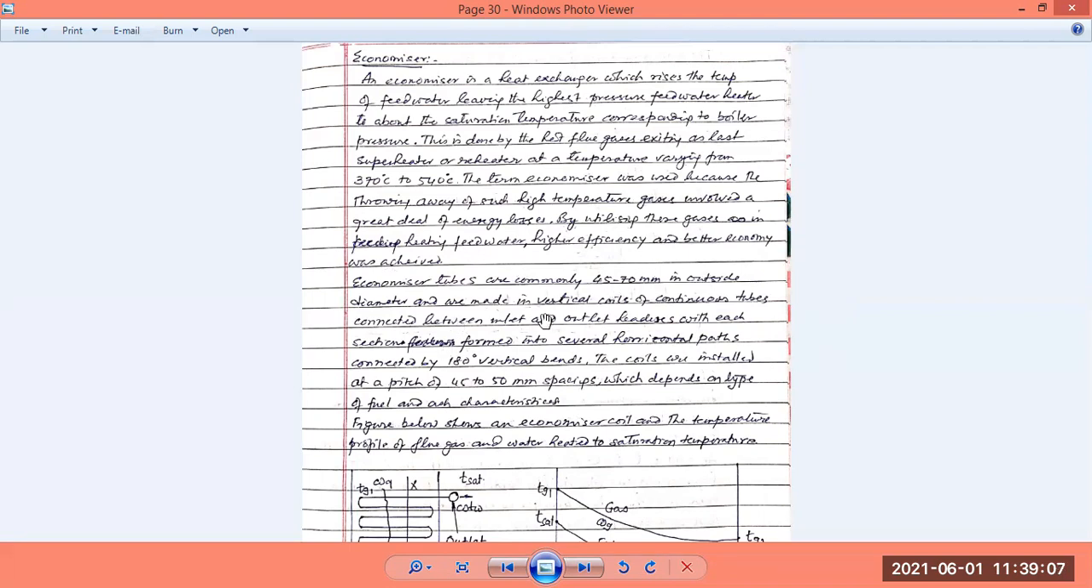Now, economizer tubes are around 4.5 centimeter to 7 centimeter in outside diameter, made of vertical coils of continuous tubes connected between inlet and outlet headers, with each section formed into several horizontal paths connected by 180-degree vertical bends. So what is meant by this is given here. Here there are a number of horizontal paths and a number of vertical paths.